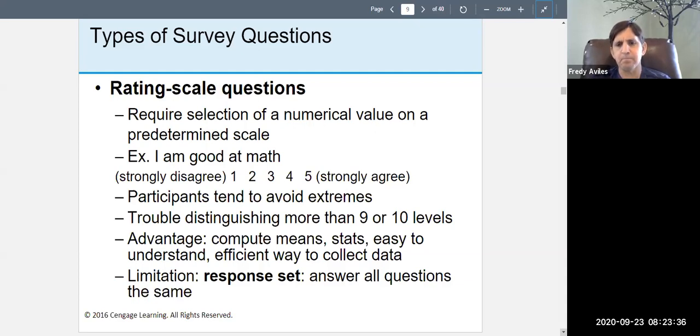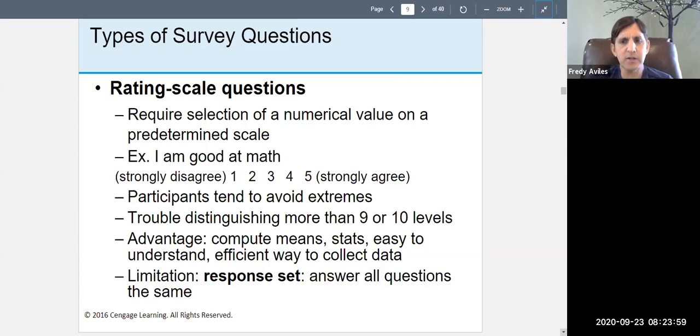Not 1 to 10, not 1 to 100, okay? Those are useless, okay? Not useless, but people are not that good at distinguishing between 9 and 10, okay? Or between 80 and 70, okay? Those are ridiculous, okay? Scales should not be that long, okay? You shouldn't have that many numbers.